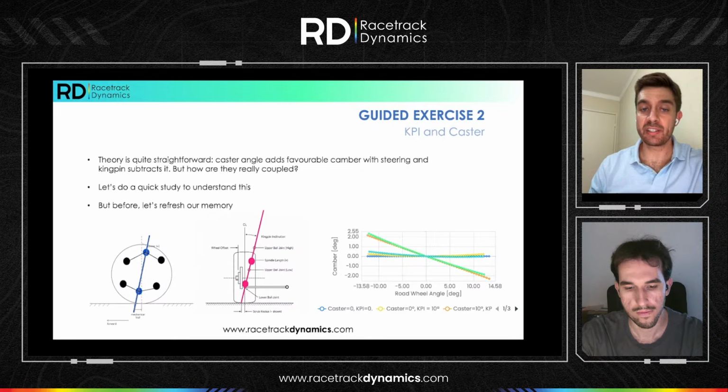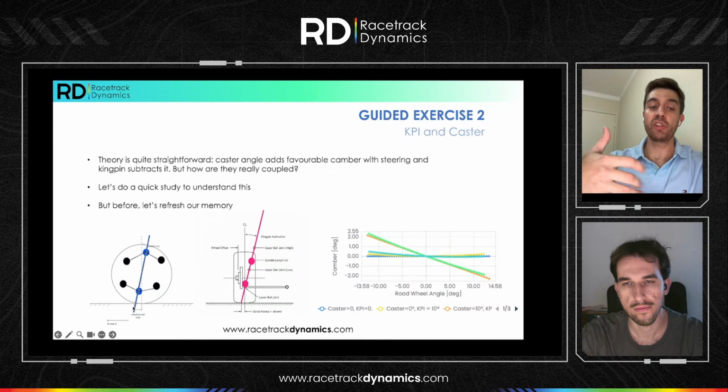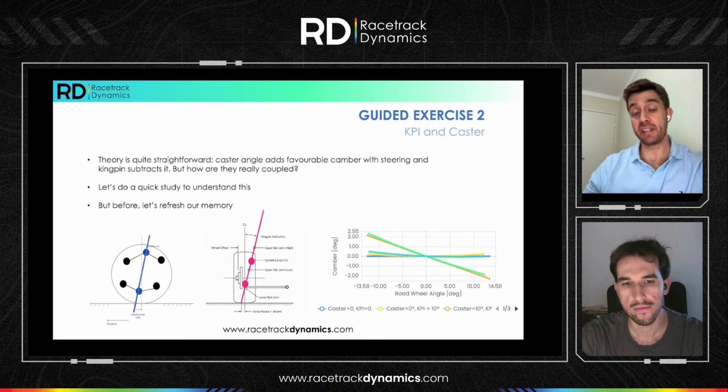So we can do a quick study to understand it. First, let's do a memory refreshment. Again, this is my side view of the tire. This is the steering axis, the axis around which my tire is going to rotate when I steer. It's going to go a little bit into the ground, as you can see.